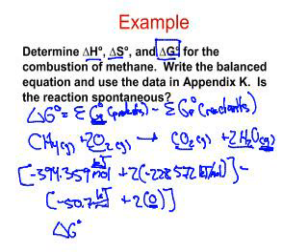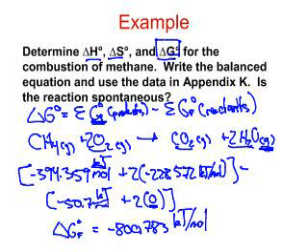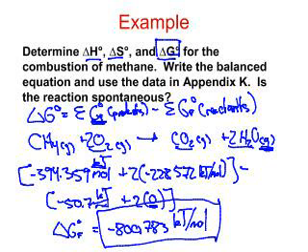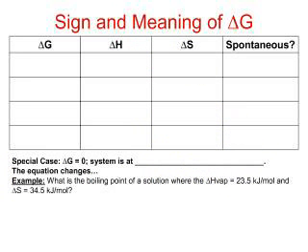Okay, so if we go through now and we calculate this, we see that delta G for this process is going to be negative 800.783 kilojoules per mole. And again, guys, this is another example of a spontaneous reaction because delta G is negative. That does not mean, though, that a spontaneous reaction is going to be fast. It just has a tendency to occur. So we can say that, yes, this is spontaneous. Okay. So to summarize, signs and the meanings of delta G.